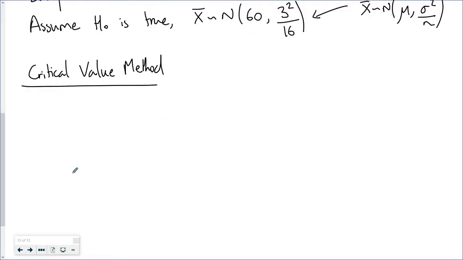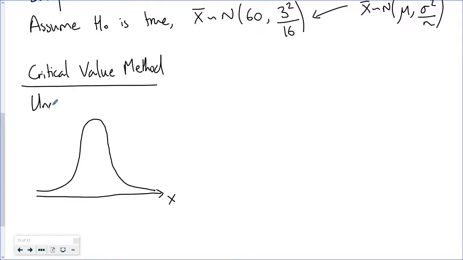And what we're going to do with the critical value method is draw a little sketch of the distribution of x bar. So we've got x bar along the horizontal axis, and we're going to draw out this distribution if H0 is true, so assuming that the company isn't lying. So we should probably put that under H0. This is what the distribution looks like.